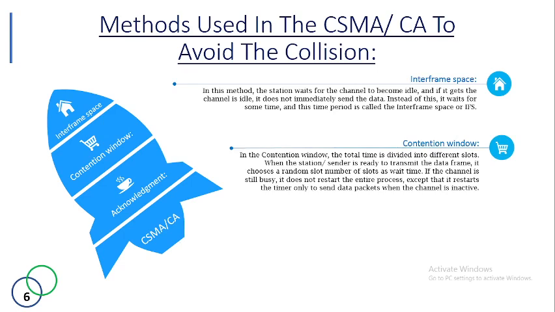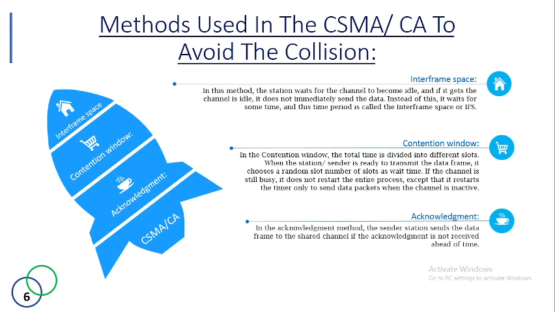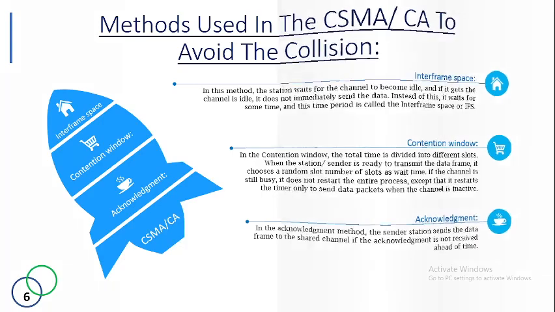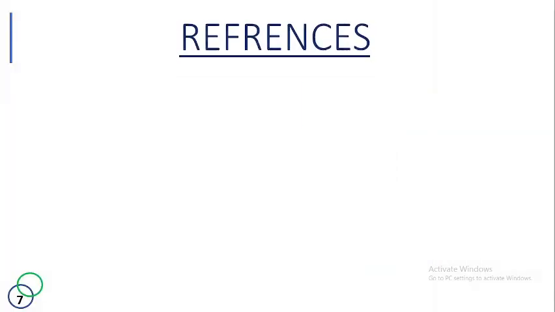The contention window. The total time is divided into different slots. When the station or the sender is ready to transmit the data frame, it chooses a random slot number as wait time. If the channel is still busy, it does not restart the entire process, except it restarts the timer only to send the data packets when the channel is inactive. And at last, the acknowledgement. The sender side station sends the data frame to the shared channel, and retransmits if the acknowledgement is not received ahead of the time. So that's all for today.